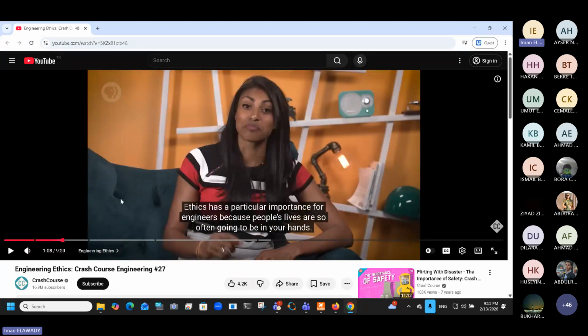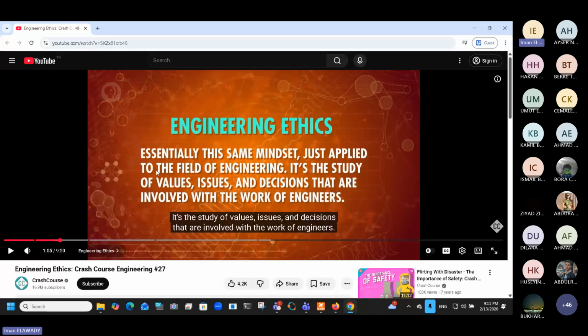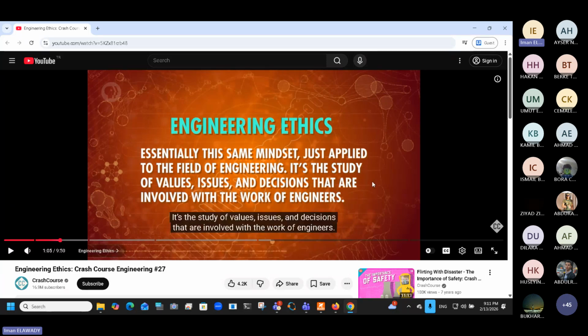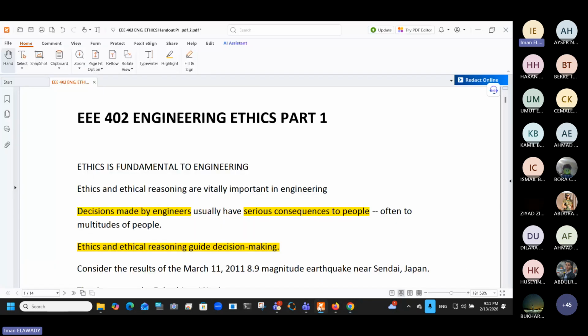If we take a definition, it's going to be something like this: it's a study applied to our field of engineering. It studies the values, issues, and decisions that are involved with the work of engineering. And since we are problem solvers as engineers, this affects all of society.